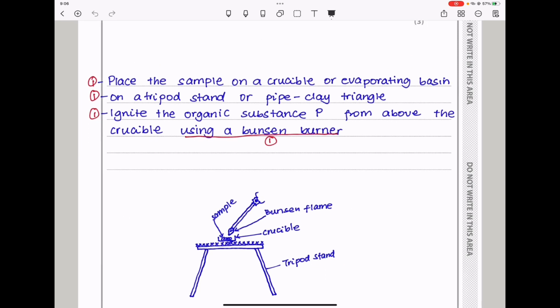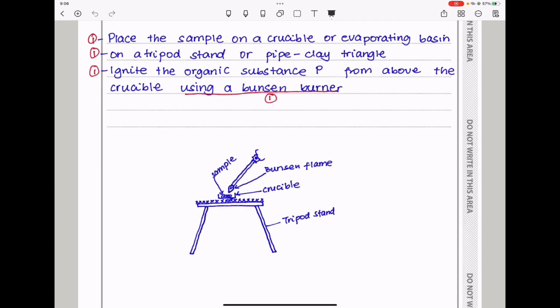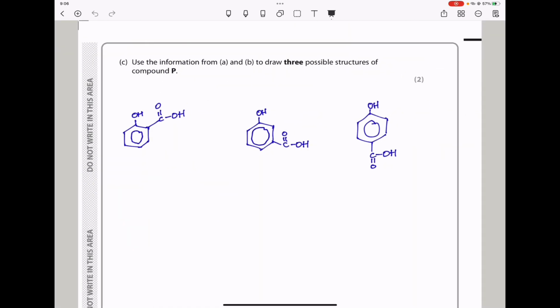So I said, place the sample on or in a crucible or evaporating basin, on a tripod stand or pipe clay triangle. Ignite the organic substance P from above the crucible using a Bunsen burner. Moving on. Use the information from A and B to draw 3 possible structures of compound P.